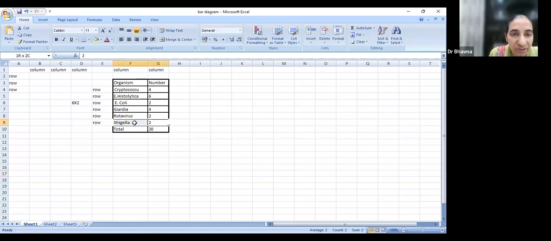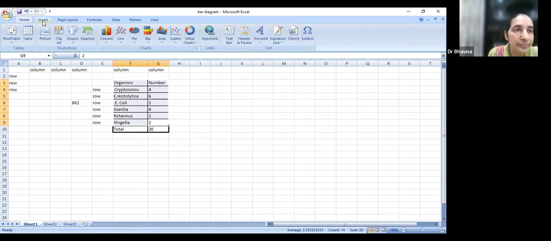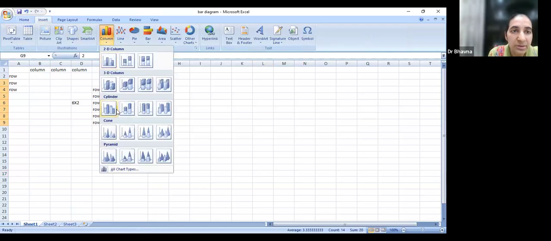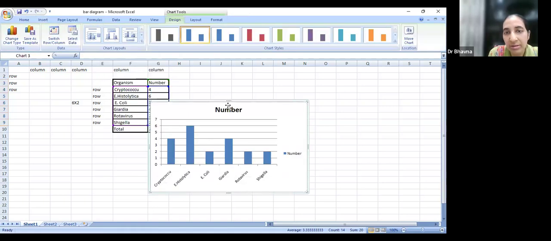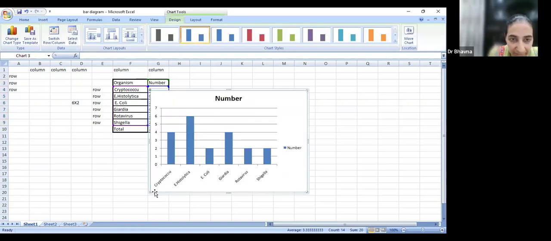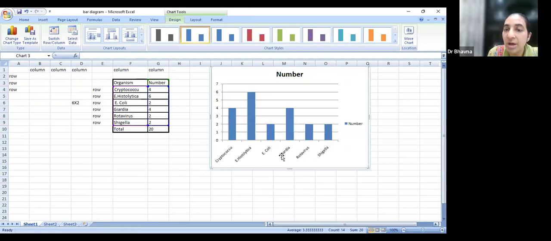We just select this data, go to insert, go to column. See, these are the kind of diagrams you see here. It is so simple. You don't have to do anything. Whenever you're writing a manuscript, this is how you draw a diagram. This is your x-axis. This is your y-axis. This is the name of the organism that is spotted on the stool sample result. And this is the frequency. See, E. histolytica 6. This is the count. Followed by Giardia and cryptococci, followed by Shigella, E. coli, and rotavirus in equal numbers.